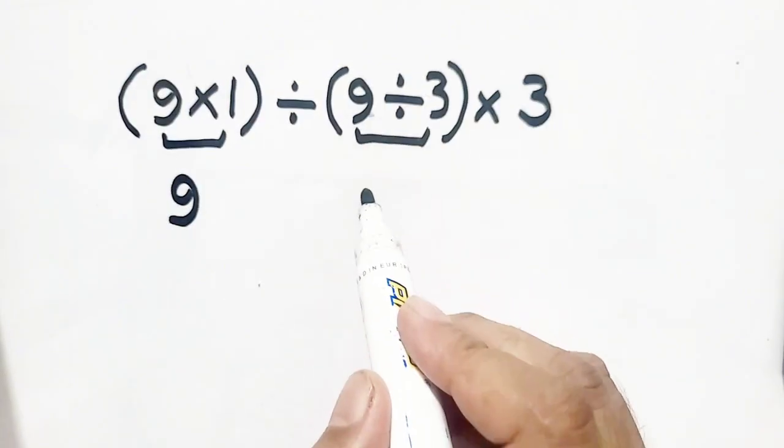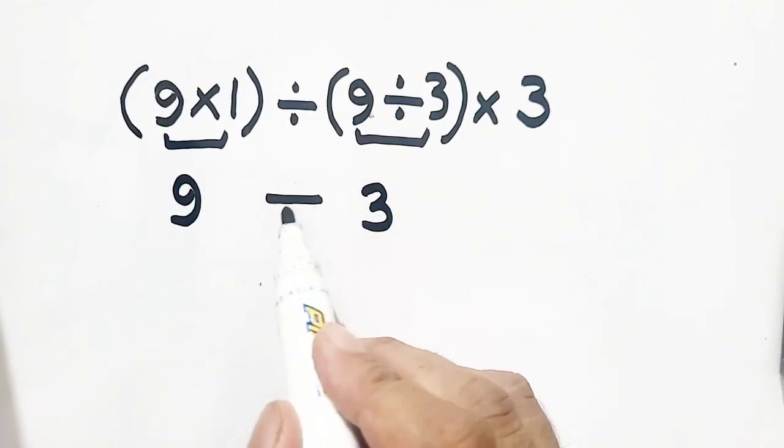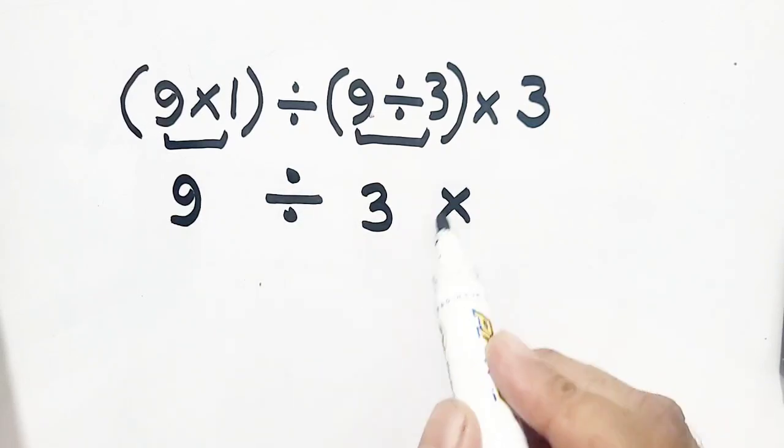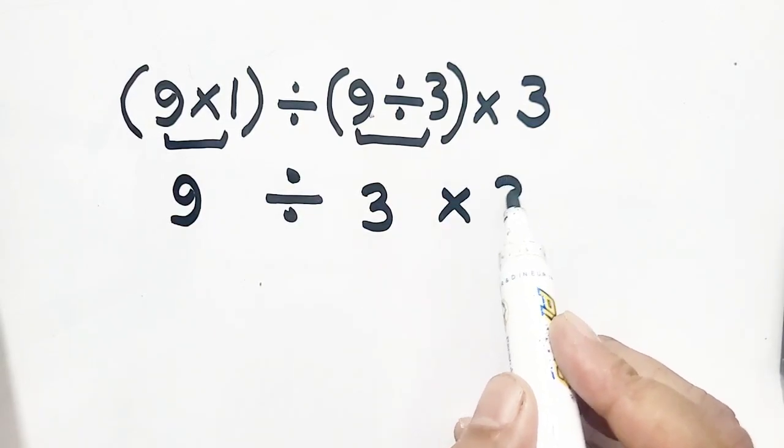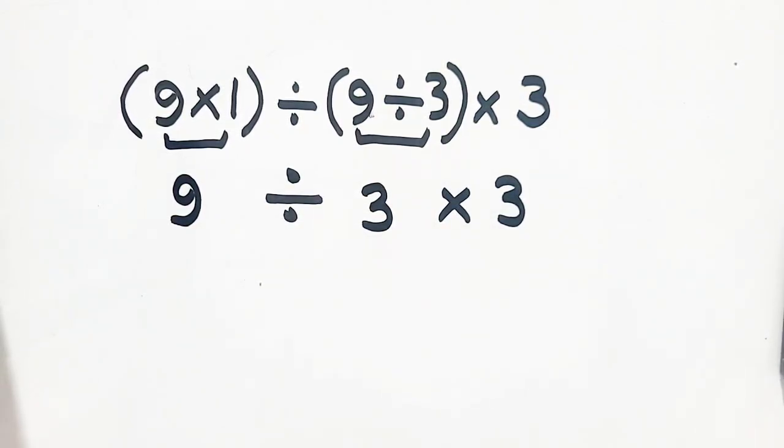It will be 3. Here is division and here is multiplication. Now, my question is, can we solve it by multiplying first? 3 times 3 will be equal to 9. 9 divided by 9 will be equal to 1, which will be wrong, because we have not followed the order of operation.